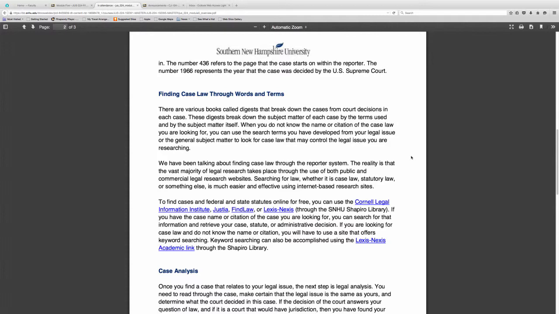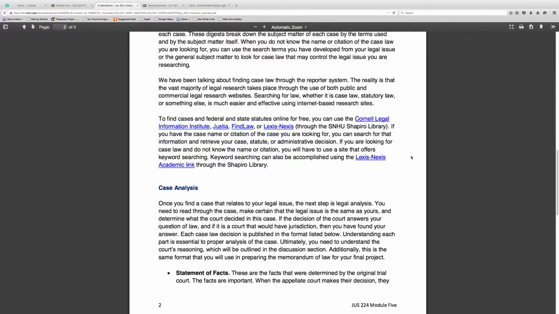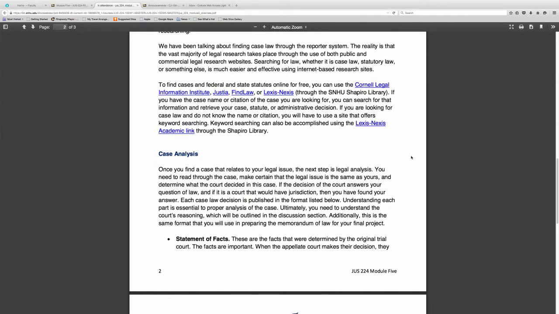When we've been talking about finding case law through the reporter system, the reality is the vast majority of legal research goes through both public and commercial sites. That's what you're more than likely going to use because that's what you've been using. It's readily available. To find cases in federal and state statutes online for free, you can use Cornell Legal Information Institute, Justia, FindLaw, and LexisNexis. If you're going to use LexisNexis, make sure you do it through the Shapiro Library because then it's free. It's paid for by the university as part of your education.